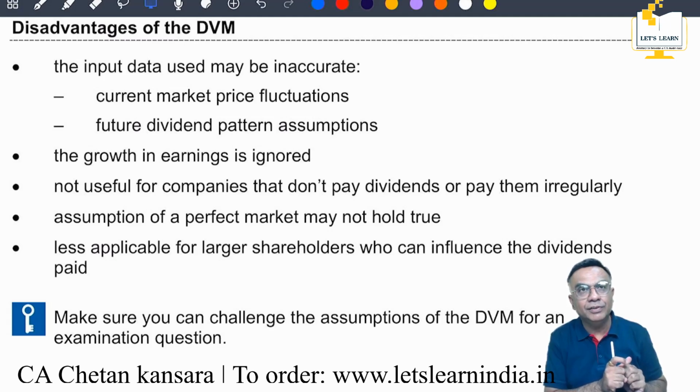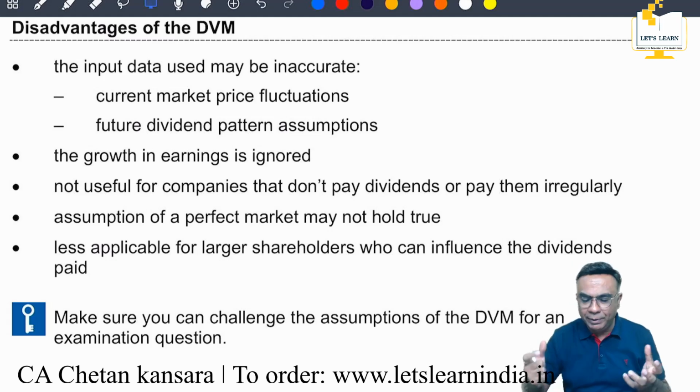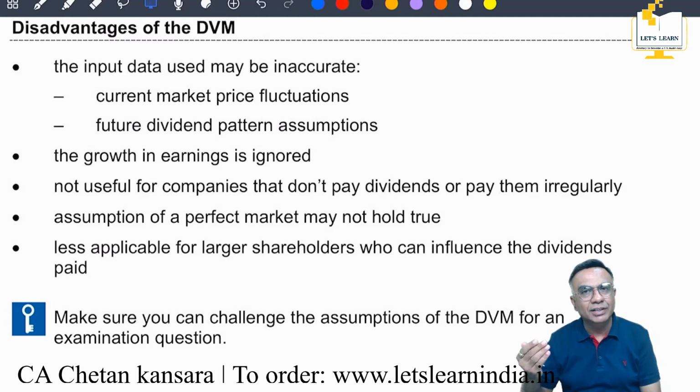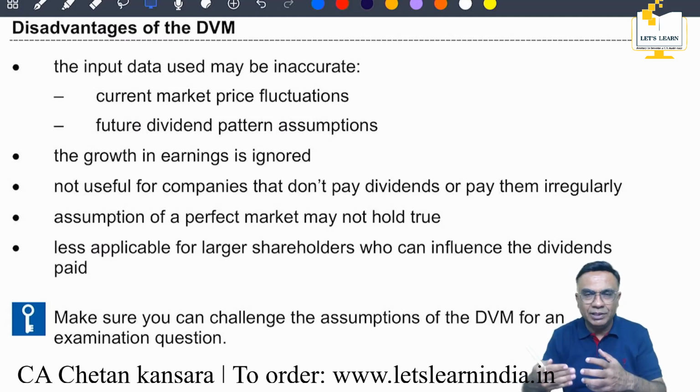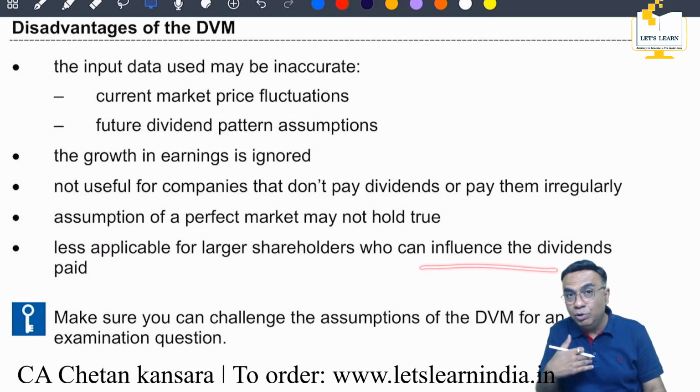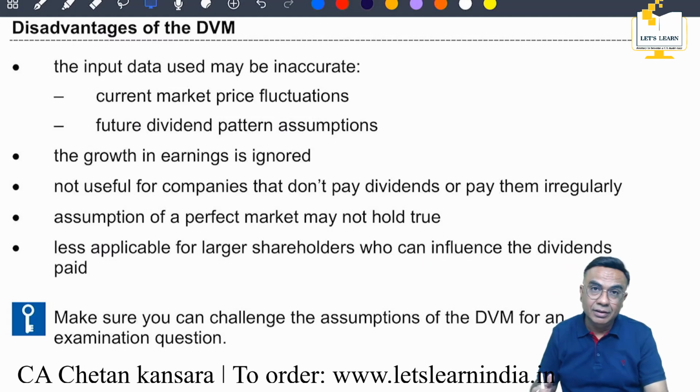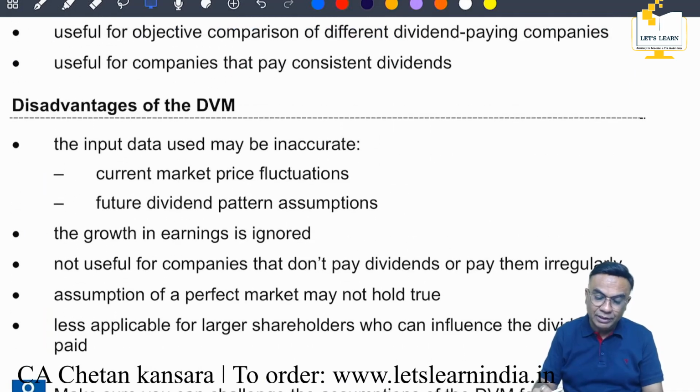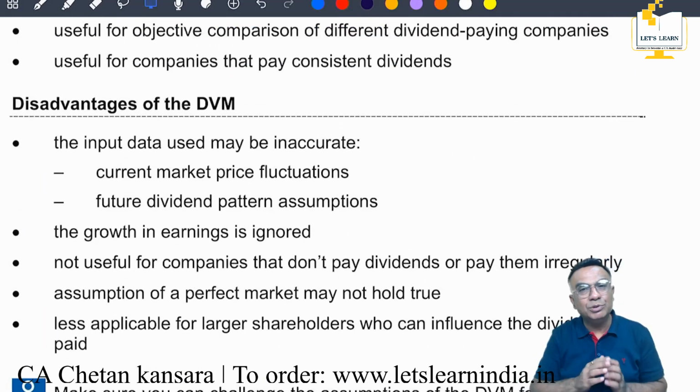Suppose if dividend is not paid, the shareholders may sell off the shares. If the dividend is excessively paid, then people will buy the shares. So it is less applicable for larger shareholders who can influence the dividend. This formula won't work over there, because they can impact the buying and selling decision. They can impact the share price accordingly. Okay, so this is all about the dividend valuation model.